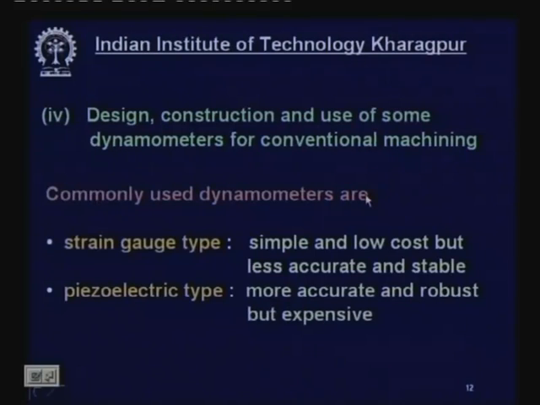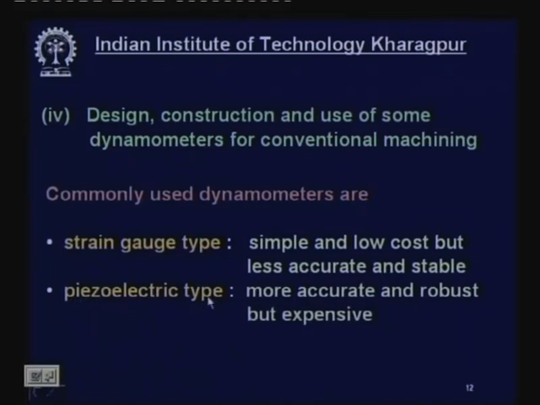Dynamometers can be of various types, but the commonly used are, one, the strain gauge based, that is using strain gauges and connecting them. Strain gauge type dynamometers are simple in construction, design and manufacture, and low cost, but less accurate and stable. Time to time they have to be calibrated and rechecked for consistency, the soldering and connection, or the strain gauge condition, resistance, etc.